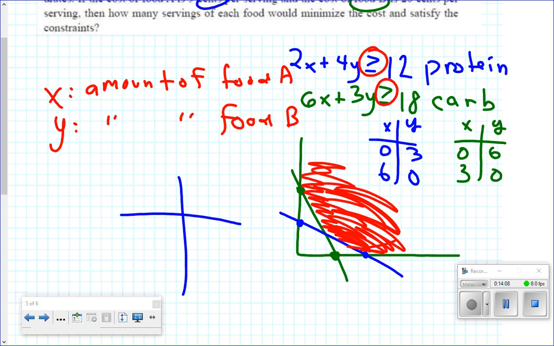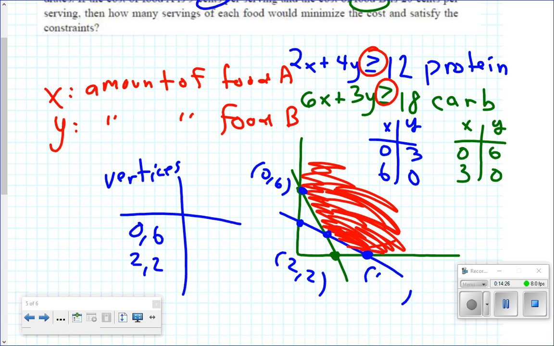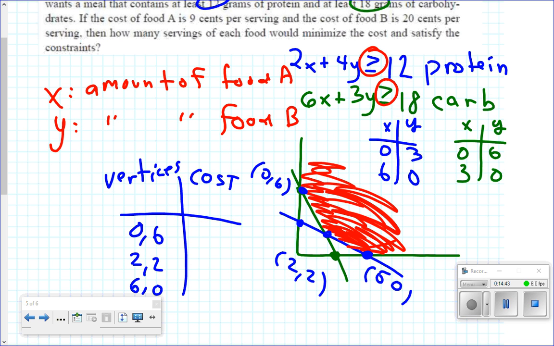So I have the vertices I'm going to list out. This is the final step. Let's see. So this one's going to be at 0, 6. There's one at 2, 2 again. And then there's going to be a third one right there at 6, 0. So since these are the vertices, I'm going to plug these into not the profit function or revenue function, but the cost function. They're going to tell me in the final sentence, food A costs 9 cents per serving, so that's 9x, and 20 cents per serving, so that's 20y.